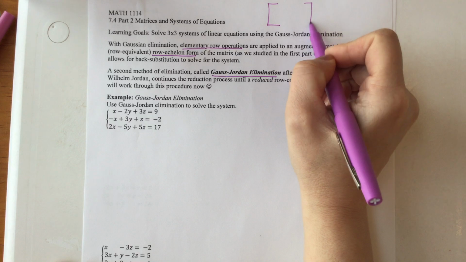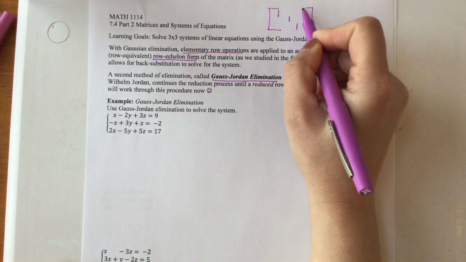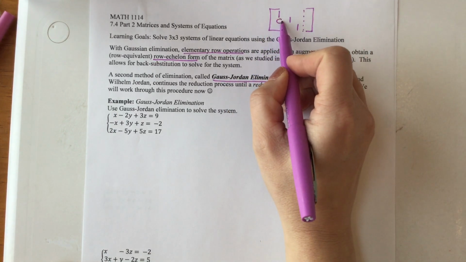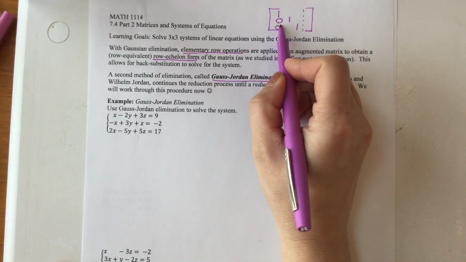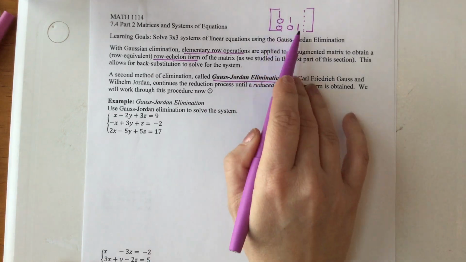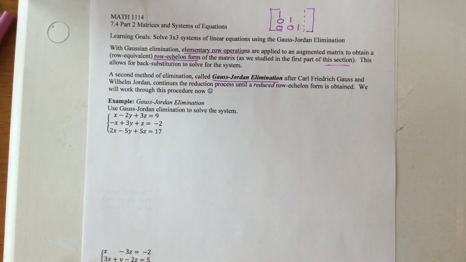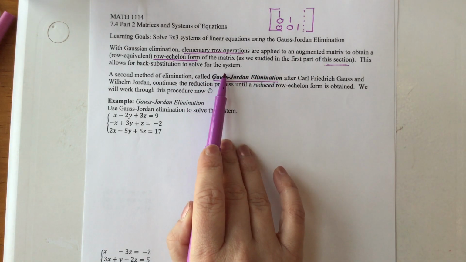So remember, we are working with matrices. Row echelon form, you have all ones on what is called your main diagonal. This is 1x, 1y, 1z. Now in the second row, you do not have an x, so it'd be a 0. In the third row, you do not have an x or a y. So this is row echelon form. That's what we did in the first part of 7.4. When you get it to here, we could do back substitution.